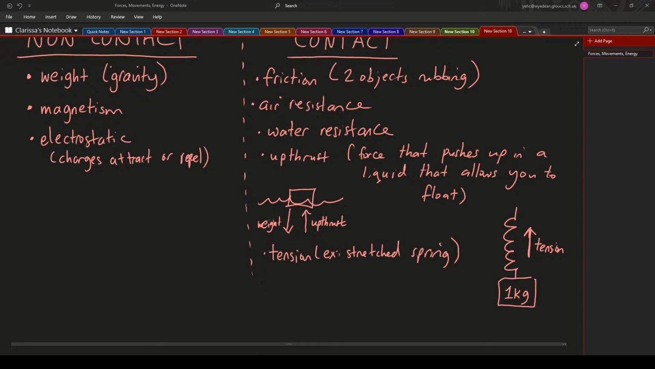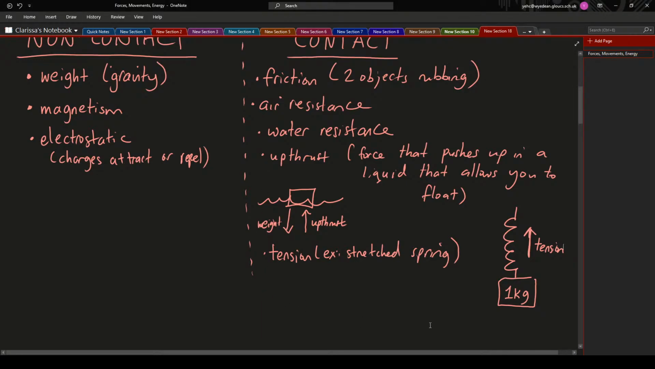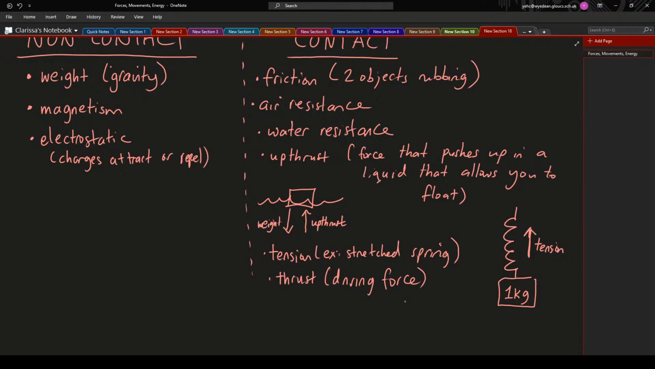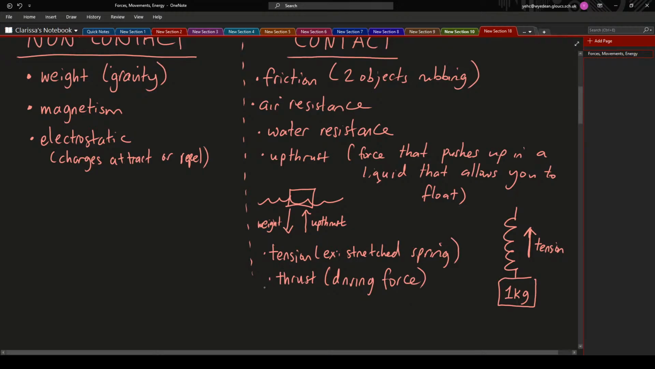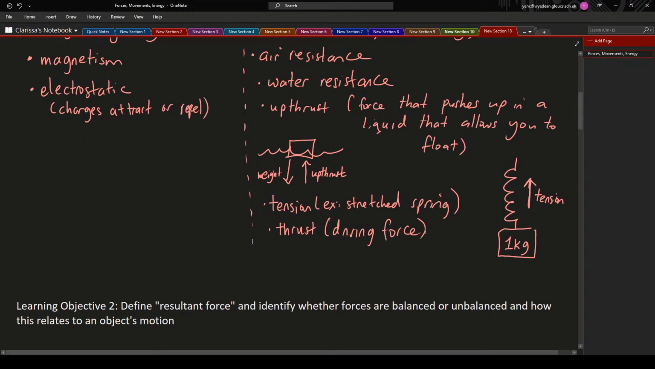Okay, and there's one last one. Actually, two last ones. We also have thrust, which is like a driving force, basically. So forces from the engine, essentially, whether you have a car or a rocket, whatever the case, a force propelling it forward. And there is one last force that I wanted to go over, because this is a force that everybody forgets about. That is the most commonly forgotten about force.